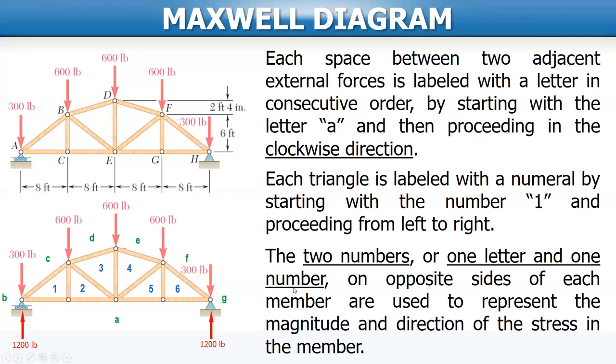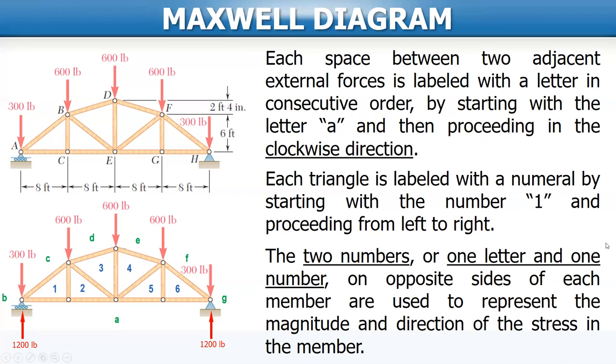Next. The two numbers, or one letter and one number, on opposite sides of each member are used to represent the magnitude and direction of the stresses in the member. Now, this is the real truss, or the original truss. For this member, it's AB, di ba? AB. So if you are at this joint, it's AB. If you are at joint B, it's BA. So using the Maxwell diagram, the Maxwell method, this member will be read as C1 or 1C.